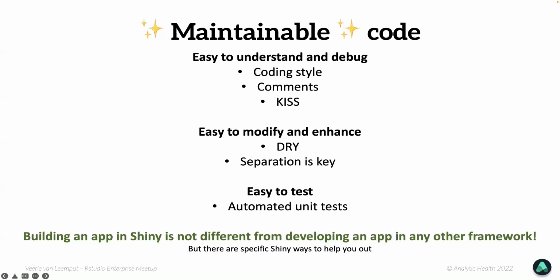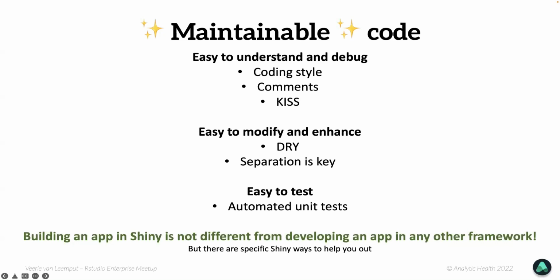Also, we need to have code that's easy to test. And there come the automated unit tests. If you have separated your code into these chunks, it's also easier to test only that script for the desired outcome. And I'll also talk a little bit more about that later when I talk about how to functionize your code.